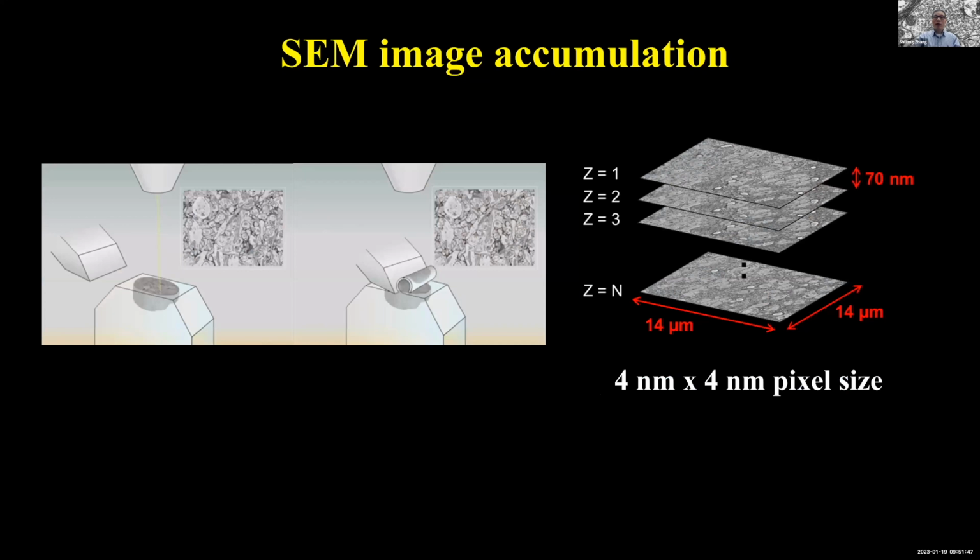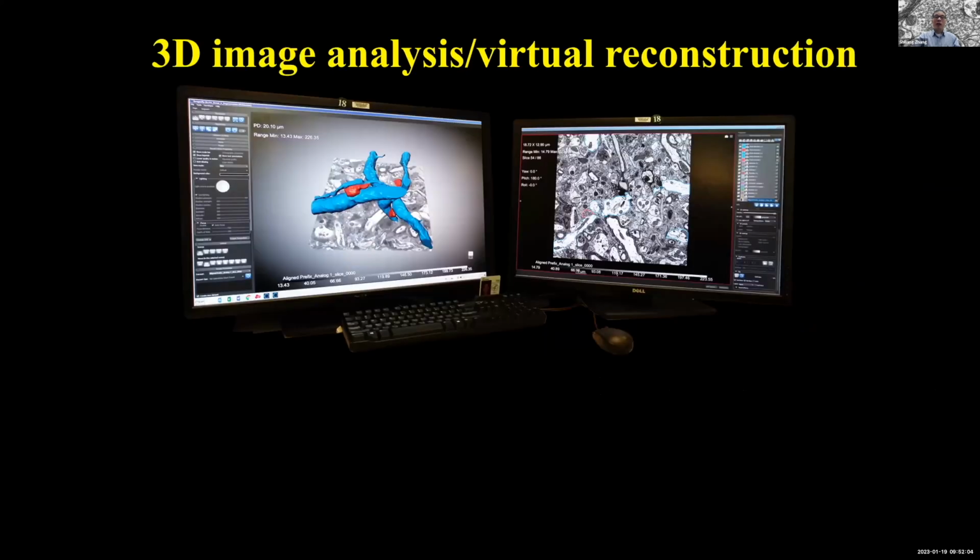So here are all the details for the image acquisition. We usually use 4 or 5 nanometer by 4 or 5 nanometer pixel, and for the thickness, eventually we use 70 nanometer. After we collected all the images, we use Dragonfly to process image segmentation. First, we use Amira software to align the images, and then we process for the segmentation.